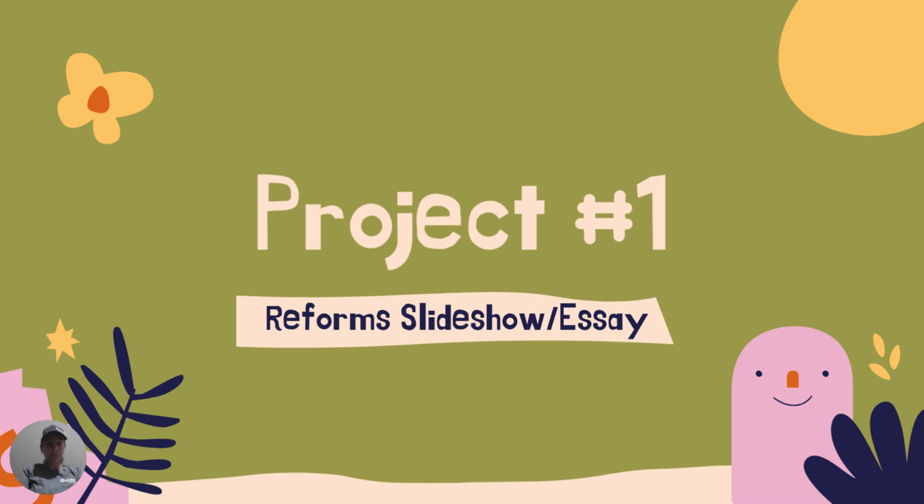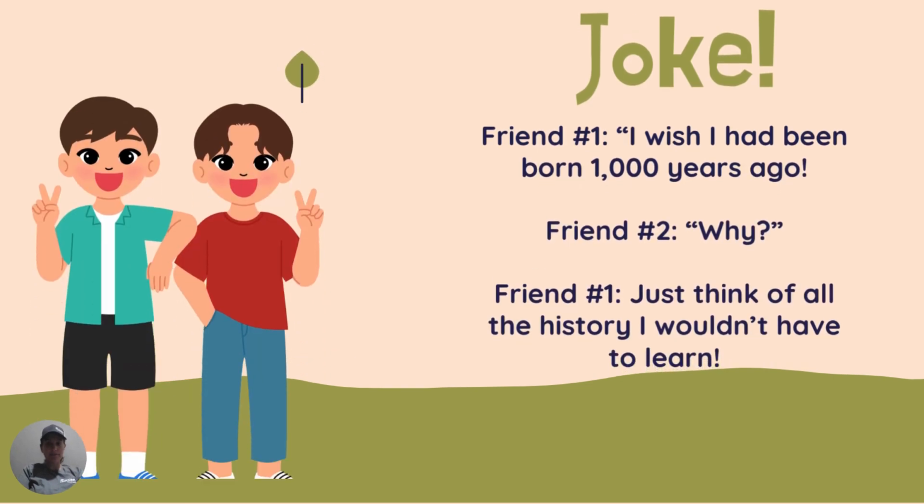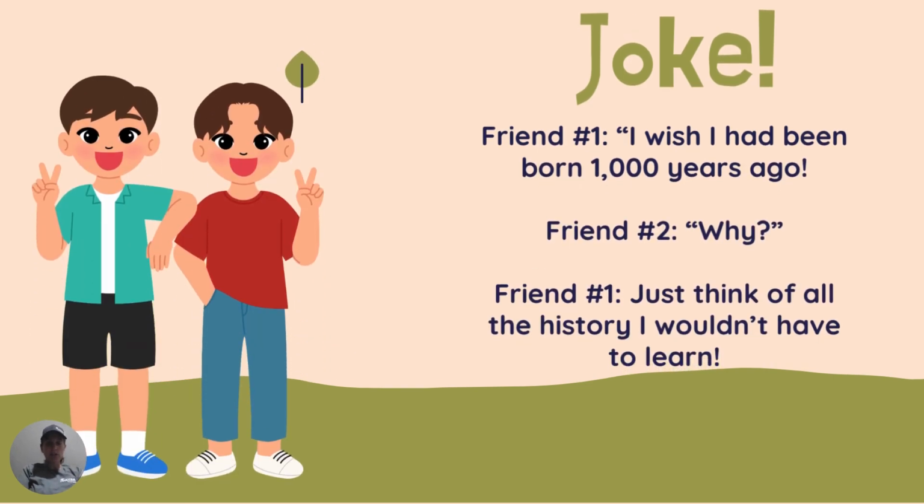Okay, before I give you instructions, though, I got a joke for you. Friend number one: I wish I had been born 1,000 years ago. Friend number two: Why? Friend number one: Just think of all the history I wouldn't have to learn. Get it? Because if you're born 1,000 years ago, you already know it, so you don't gotta learn it.